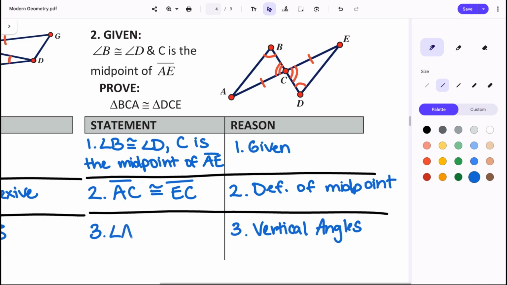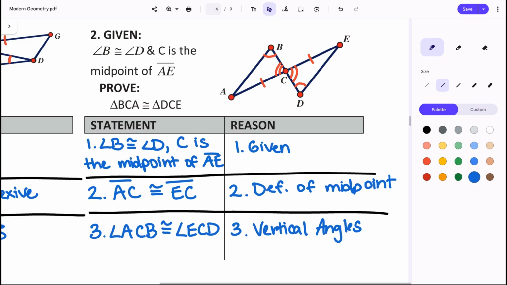ACB is congruent to what? Good. Everyone agree with Macy there? A and E have to go together. C is in the middle. B and D have to go together. So I think she got it written down perfectly there.